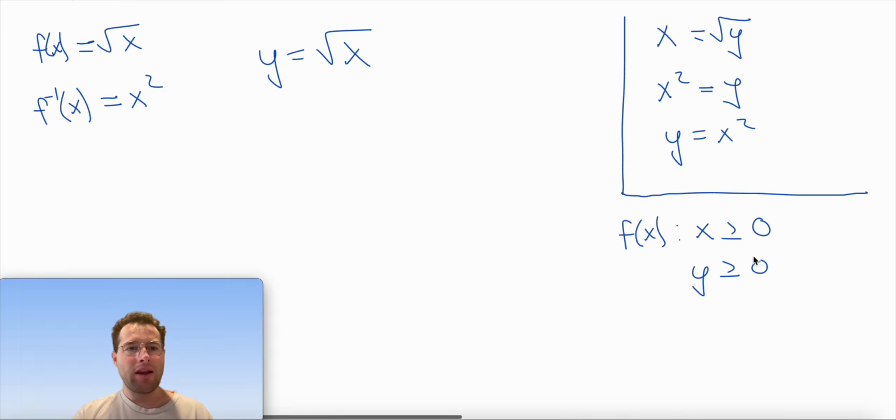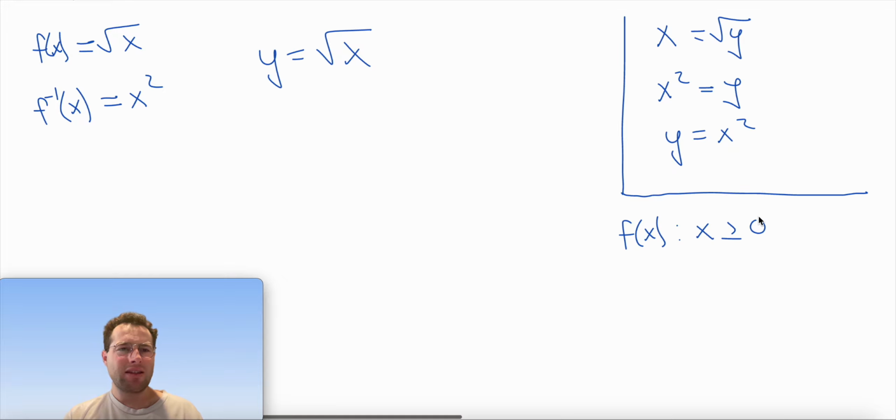Okay, and let's see here. Actually, let me modify that last statement. So it's not necessarily that because our domain values are greater than or equal to 0, our y is greater than or equal to 0, right? Because if we have, let's say, x is 100, we could say, oh, well, you could have 10 squared or negative 10 squared, and both of those will equal 100.